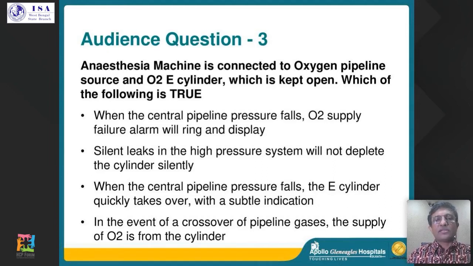When the central pipeline pressure falls, the O2 supply failure alarm will ring and display. Silent leaks in the high pressure system will not deplete the cylinder silently. When the central pipeline pressure falls, the E-cylinder quickly takes over with a subtle indication. In the event of a crossover of pipeline gases, the supply of O2 is then from the cylinder. So which of these 4 do you think is the correct option?